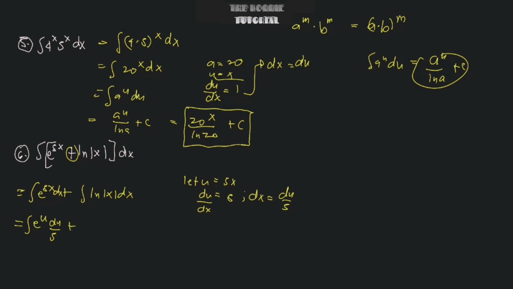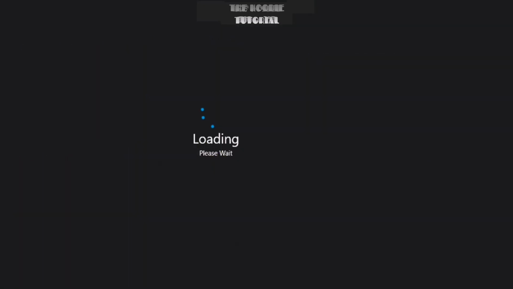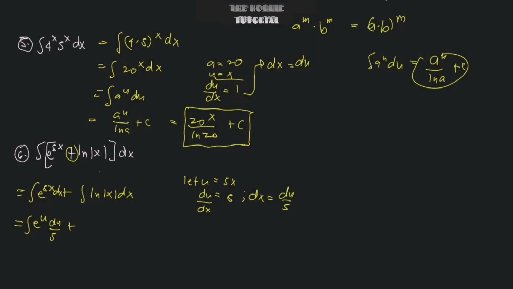And then plus, as you can see in the rules, our last rule, which is the fourth rule, that is ln u du. So we have ln x in the last term. In the second term, u is equal to x, so du over dx equals 1, so basically dx is just equal to du. So that becomes ln u, and then dx is du.